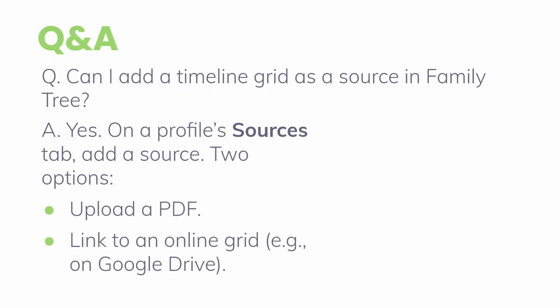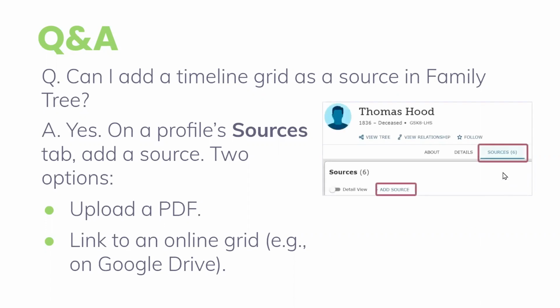But then also now when you create a source, you have the option to upload something without going to your memory tab. Some of you might be familiar with that. It ends up in your memory tab, but you don't actually have to go there to add the source. So just when it says, do you want to upload a file or attach a file, then you can do that PDF. The other thing you can do is link to an online grid. So I do all my online grids in Google Drive. So I just create a link straight to my timeline grid.